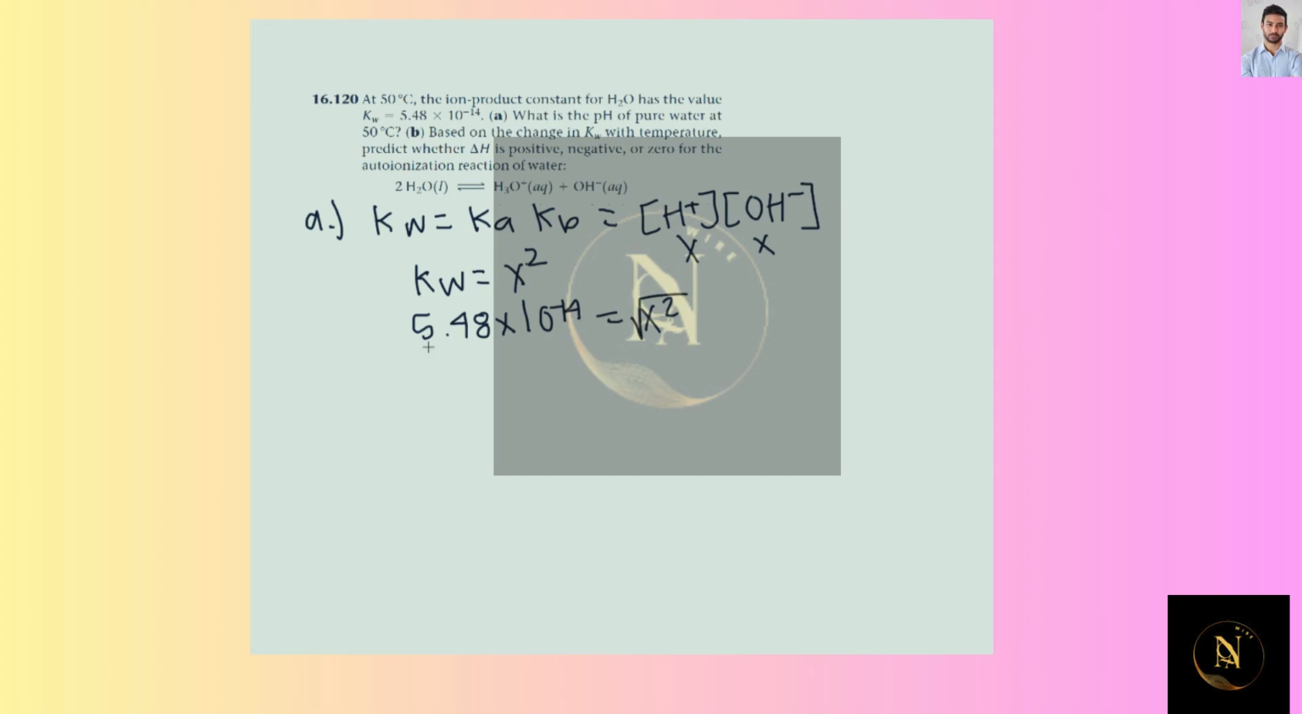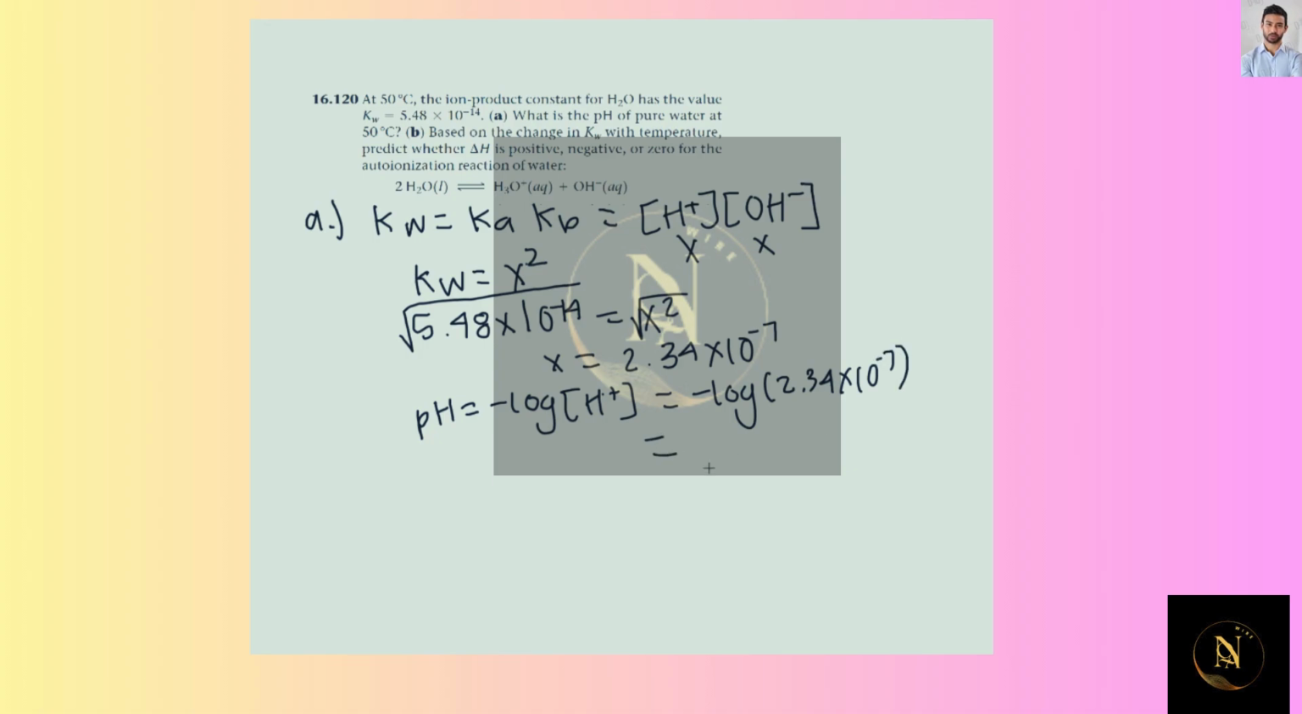To find x, we just have to take the square root of both sides, and x is equal to 2.34 times 10 to the negative 7. And now we just need to find our pH. Our pH is equal to the negative log of our H ion concentration, and like we said earlier, x is our H ion concentration. So the negative log of 2.34 times 10 to the negative 7. When you plug that into your calculator, you get a pH of 6.63.